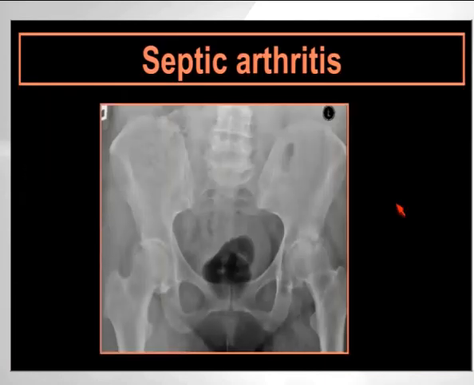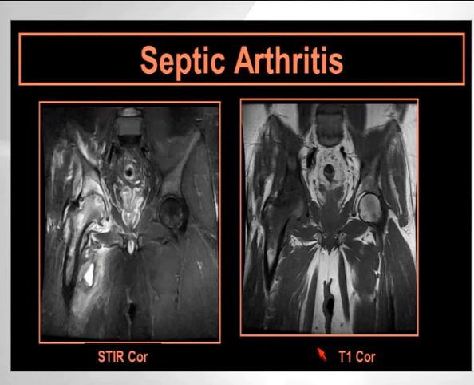Here's another young patient, unfortunately. By the time he came to the ED, this was his appearance. So he had severe osteoarthritis on one side, and there's loss of subchondral plate, classic appearance for septic arthritis. And this is another patient with a lot of marrow edema and abscesses.